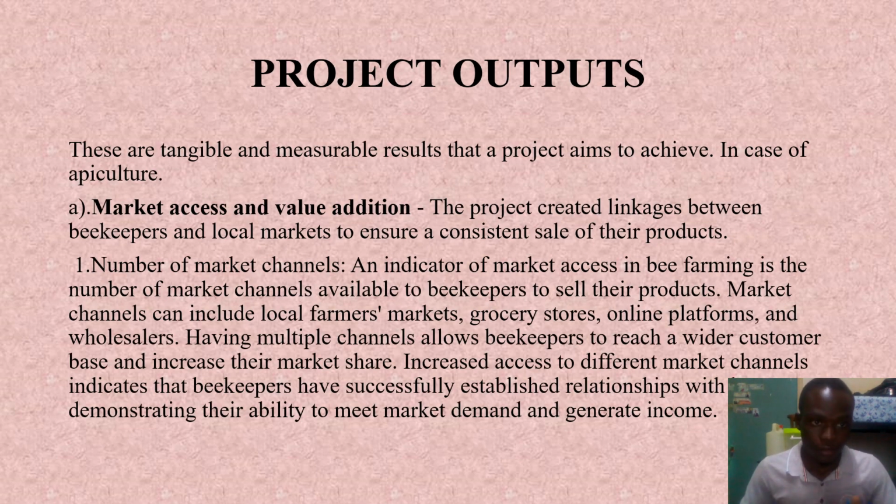Looking at the outputs, the first output that I have is market access and value addition. But first of all, output refers to tangible and measurable results that a project aims to achieve. With tangible, we refer to something that we can touch. It implies what people aim at in a project.